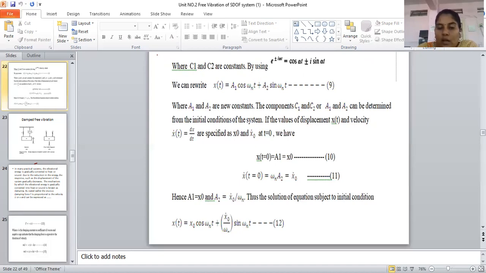So we can put the value of x of t equal to C into e raised to st in equation number 15. Then we have to solve derivative number 1 and derivative number 2, and put these into equation number 15. So we'll get one quadratic equation. I hope all of you have understood.